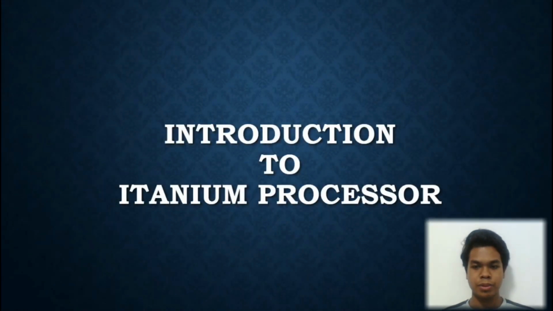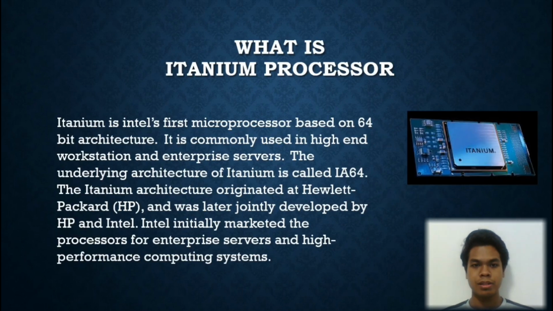Introduction to Itanium processor. What is Itanium processor? Itanium is Intel's first microprocessor based on 64-bit architecture. It is commonly used in high-end workstation and enterprise servers. The underlying architecture of Itanium is called IA64. The Itanium architecture originated at Hewlett-Packard (HP) and was later jointly developed by HP and Intel.